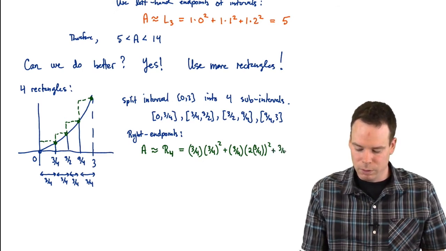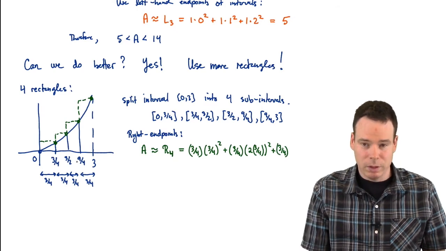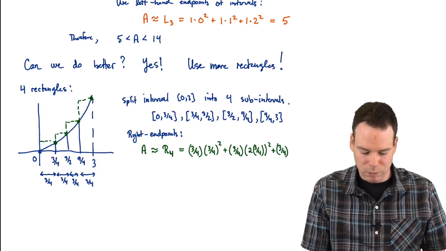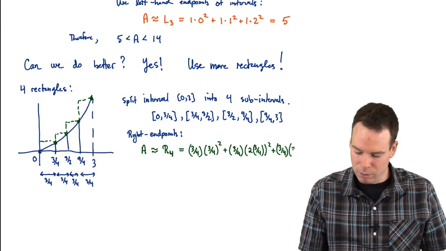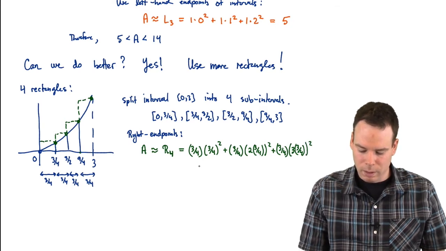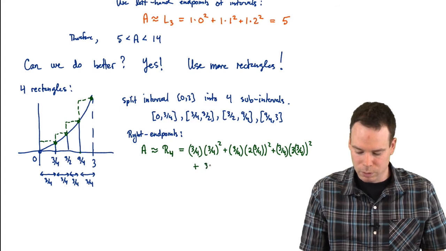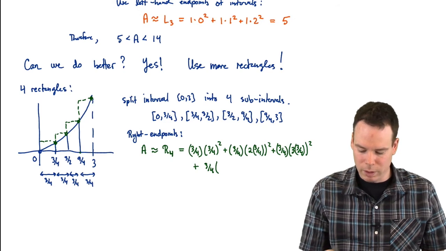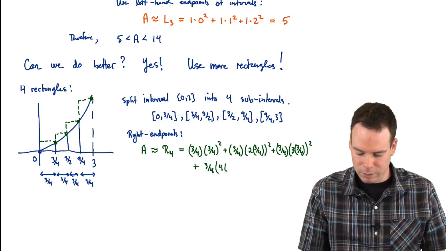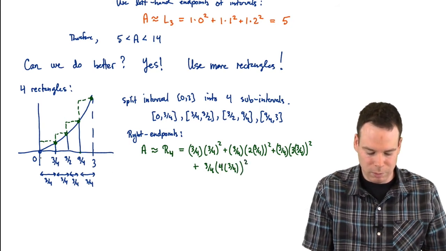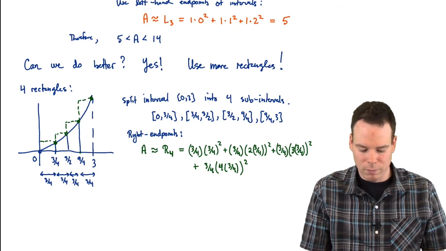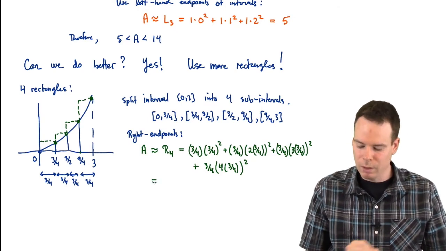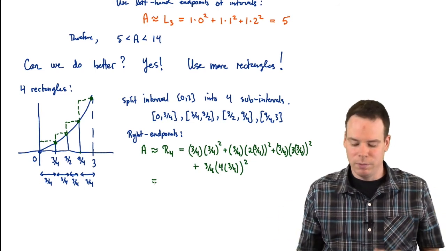Plus 3/4 times, now 9/4 is actually 3 of those 3/4. It took us 3 jumps to get to that value. So that would be 3 of 3/4, all squared. And then plus the last rectangle, which was 3. The height would have been 3 squared, but I'm going to write it as 4 times 3/4, all squared. Again, because that 3 is really obtained by starting at 0 and making these 4 of these 3/4 jumps. Now at this point, we just have to add up all these values and we get R4.